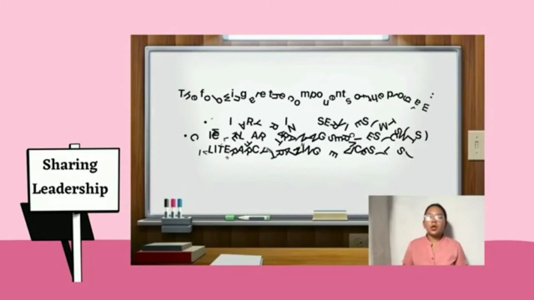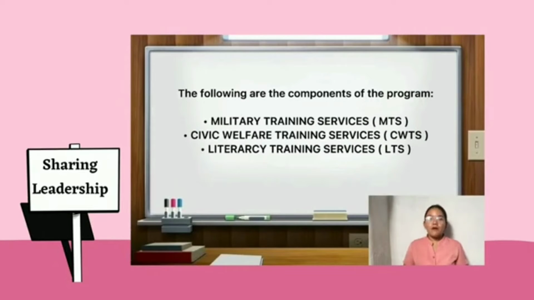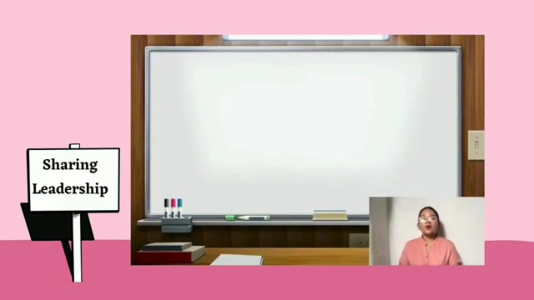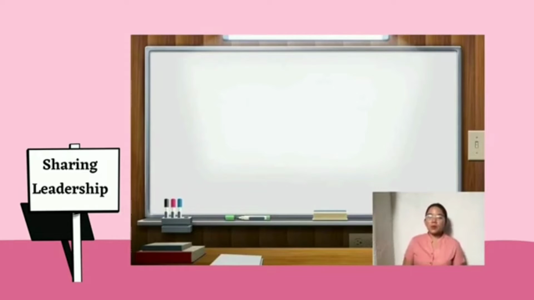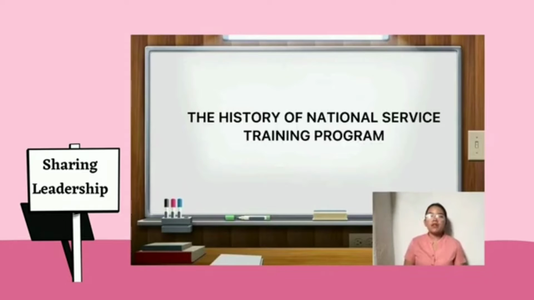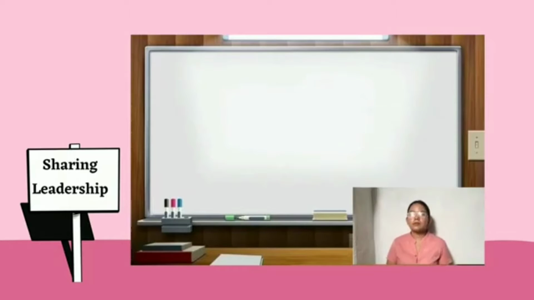The following are the components of the program. First, we have Military Training Services or MTS. Second, we have Civic Welfare Training Services or CWTS. And third, we have Literacy Training Services or LTS. Later, I will discuss with you the meaning of these three components. Let's proceed to the next one, which is the history of National Service Training Program.